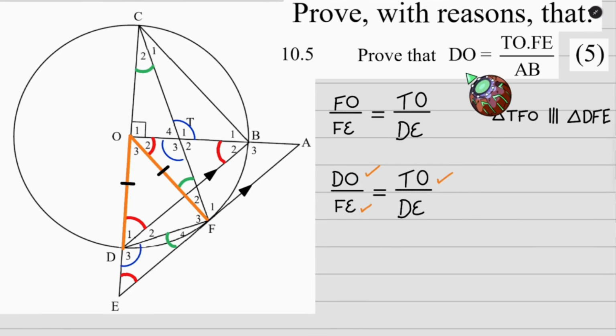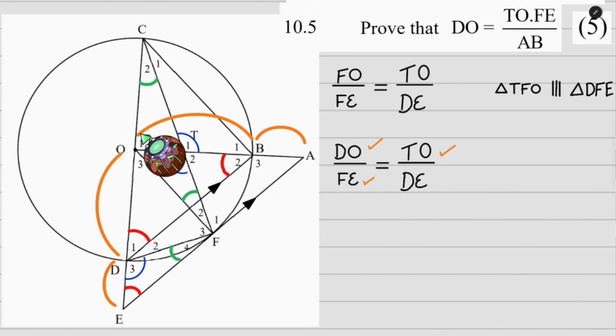I've got a DO, I've got a TO, and I've got an FE, but this DE is a bit of a problem. So what we're going to have to do is the proportional intercept theorem, line parallel to one side of triangle. And I'm going to do the proportional intercept theorem with these scallops over here. So let's get that written up quickly. OB over BA equals this over this, because I did the big one over the small one. So now I've also got to do the big one over the small one. So it's going to be OD over DE.